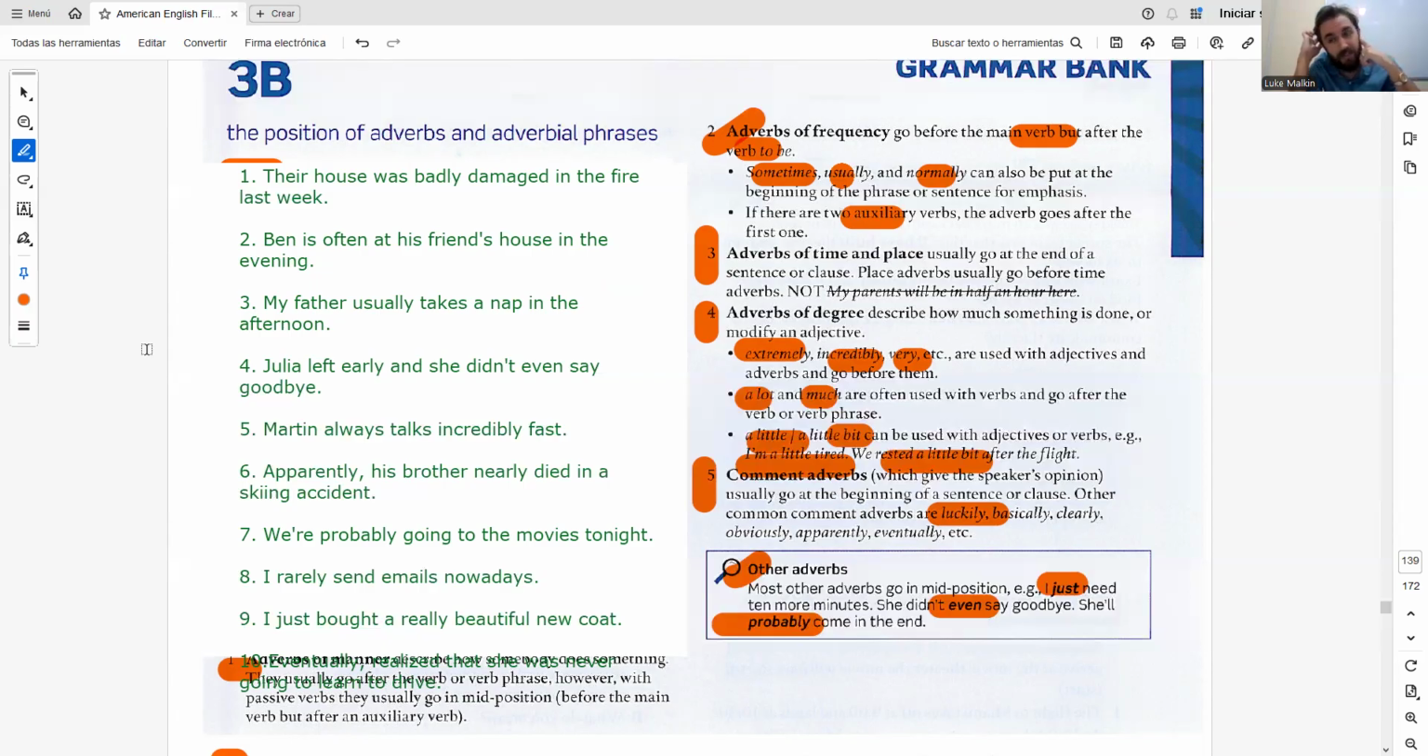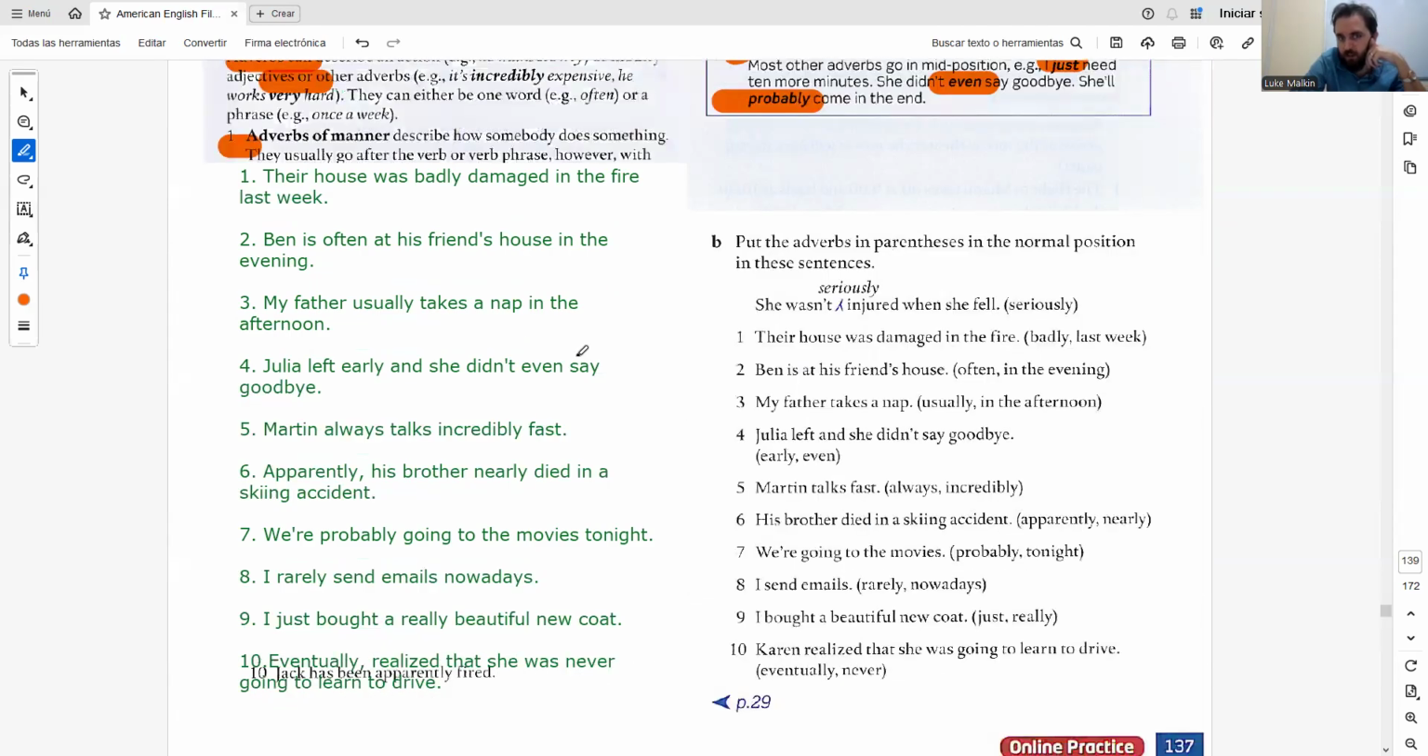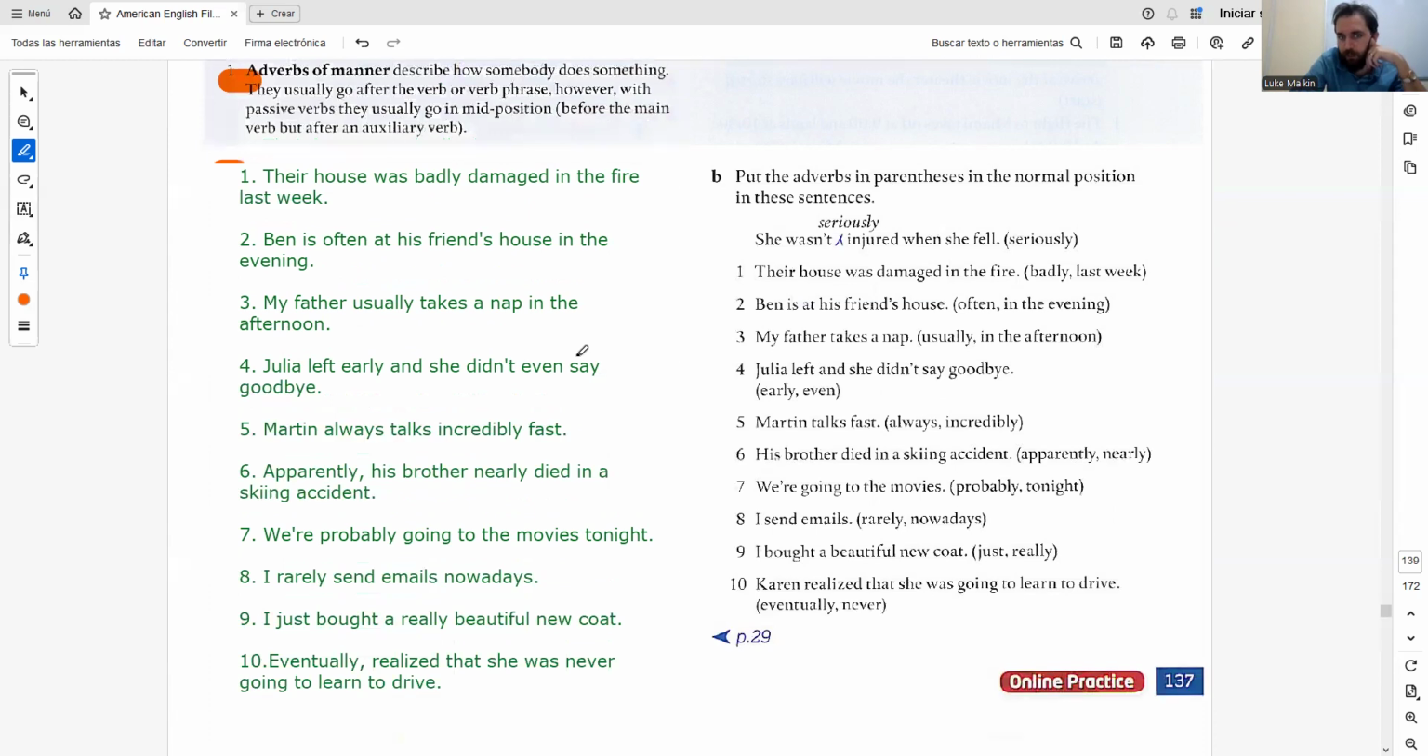Okay? Again, this takes practice, but just a few more practices like this, and you should feel a lot more confident about structuring your sentences in English.